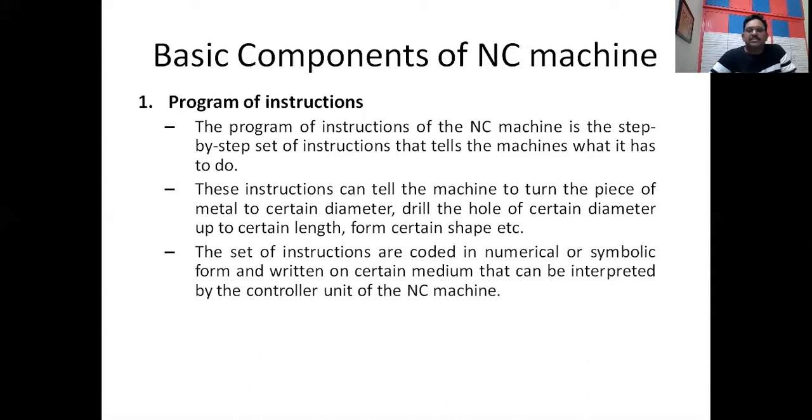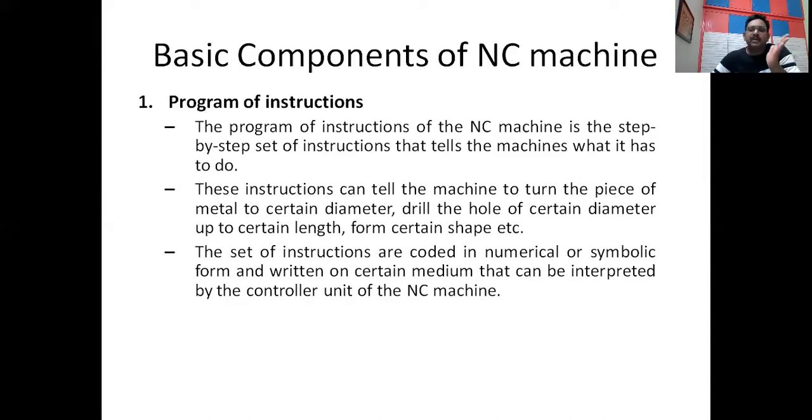And the set of instructions are coded. And how are the set of instructions given? The set of instructions are coded in numericals or in symbolic form and written on a certain medium that can be interpreted by the control unit. So we can't write on a piece of paper that you have to take this diameter and like this, because this language can be understood by human beings. Our own English language can be understood by our human brain, but the machine cannot understand.